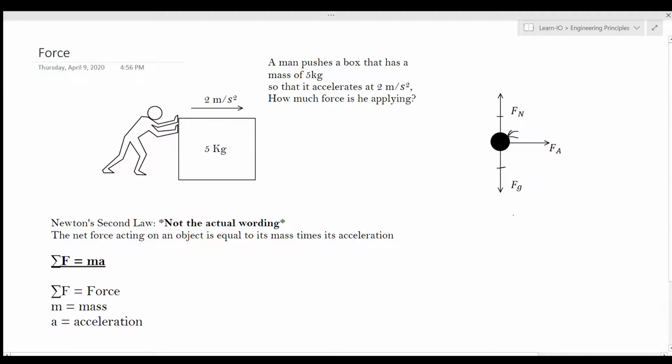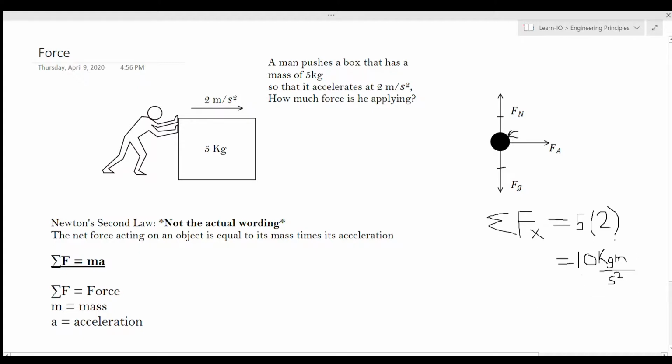Since we're just worrying about FA, we can use the equation sigma F x equals m, which is 5, times a, which is 2. So we know that the net force acting in the x direction on this box equals 10 kilograms meters per second squared.